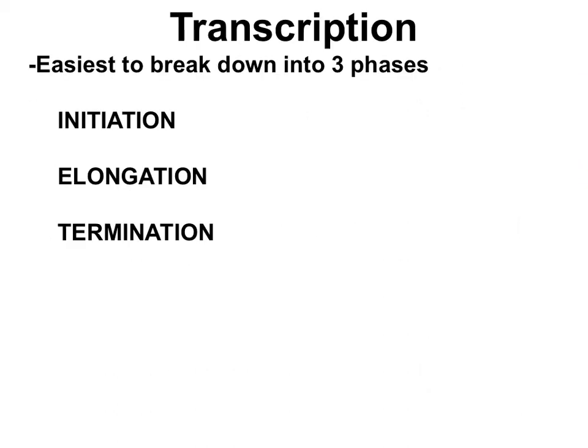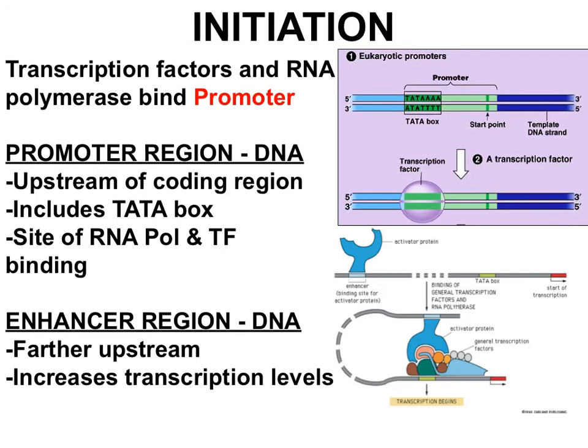If you find yourself getting lost in the molecular biology of transcription, ground yourself in these three phases. Transcription can be broken down into initiation, elongation, and termination. Just like the name suggests, initiation is the start of transcription. Think about initiation as just getting everything ready. Initiation involves two types of proteins and two DNA sequences. The proteins involved are transcription factor proteins and the RNA polymerase enzyme. The DNA sequences involved are the promoter DNA and the enhancer DNA.